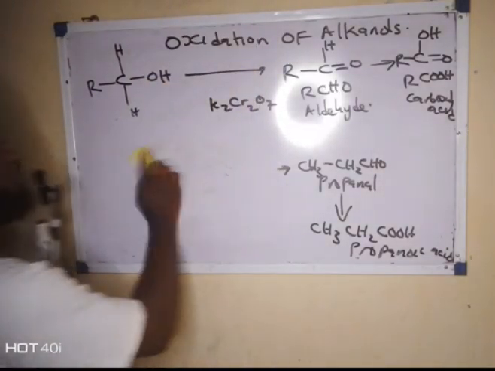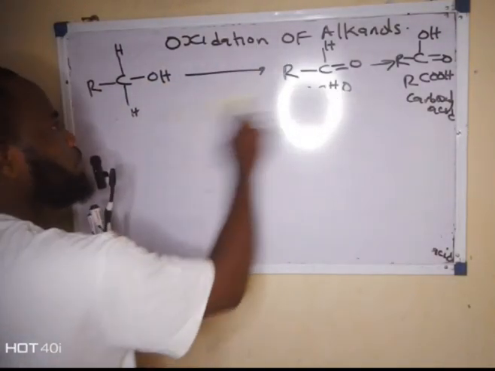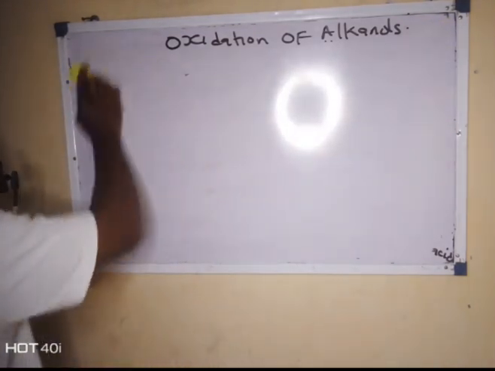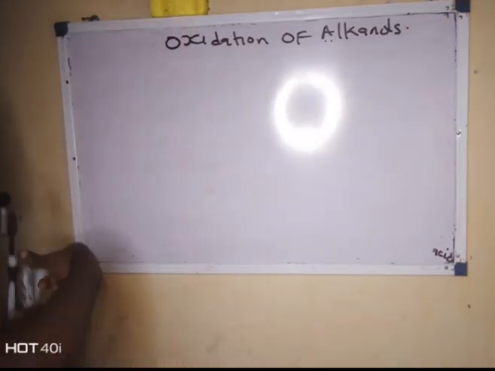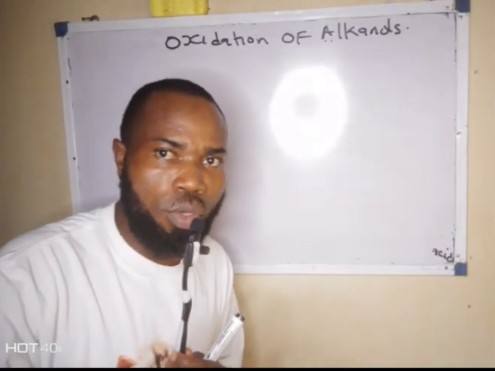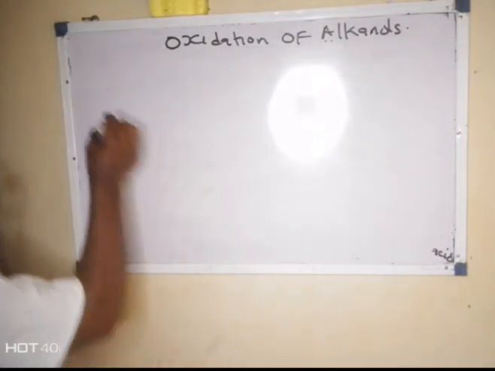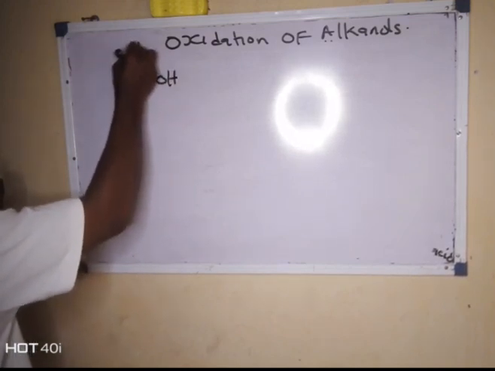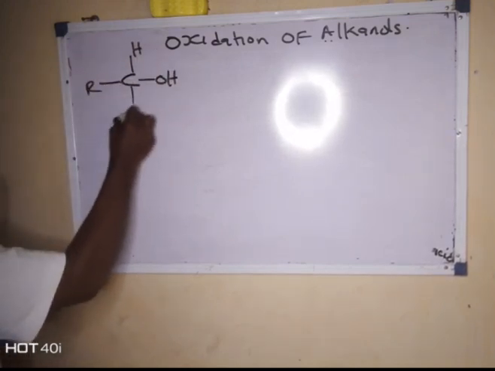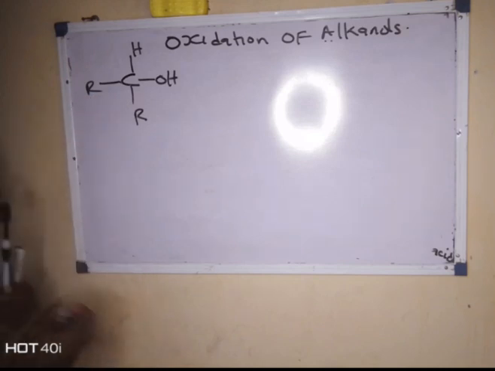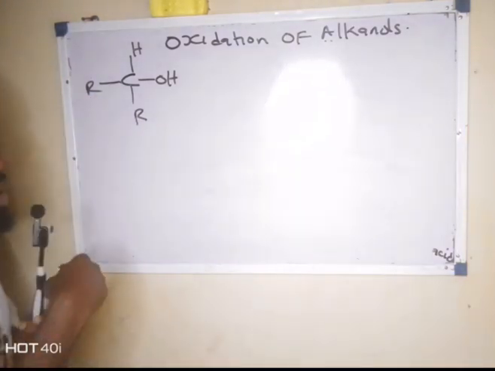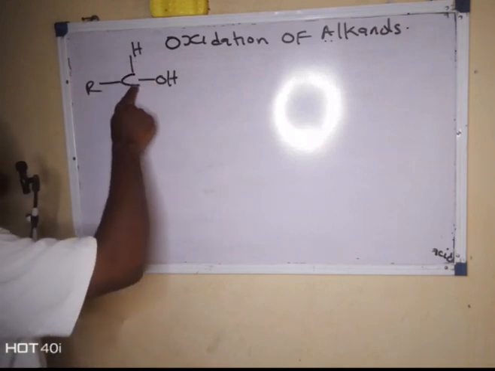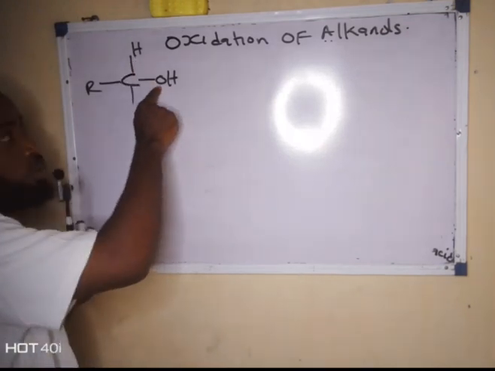Now if I have a secondary alkanol, for instance, what will it give to me if I oxidize it? Very fast. Obviously, if you have not watched our previous videos, just go back and check them out. You will notice that if I want to identify a secondary alkanol, the alkyl group might be the same or might be different, but it doesn't really matter. It has one hydrogen attached to the carbon that bears the hydroxyl group, so it's a secondary alkanol.